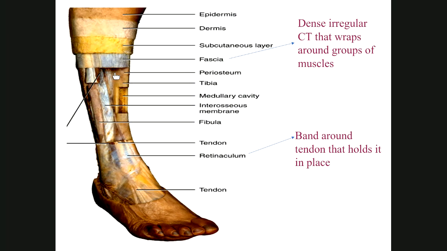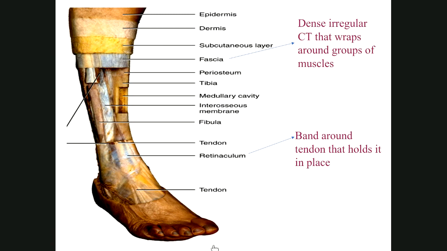This is the tibia, and then within the tibia there's a medullary cavity. We talked about how between the tibia and the fibula there's the interosseous membrane, a form of connective tissue. Fibula is the bone. Tendon is the way a muscle connects to the periosteum. The retinaculum is a band that wraps around tendons and holds them in place.